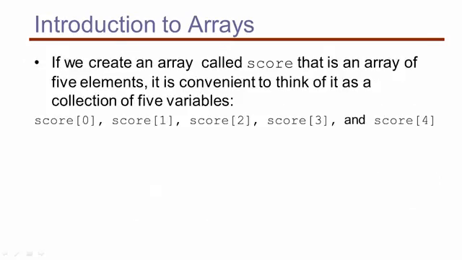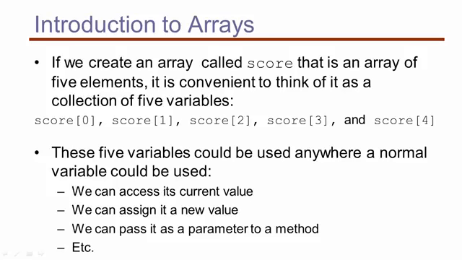For example, if we have an array called score that has 5 elements, it is easiest to think about it as a collection of 5 variables, score 0 through score 4. These 5 variables all contain data of the same type. We can use these 5 variables just like any other variable by accessing its current value, assigning it a new value, passing its value to a method, etc.